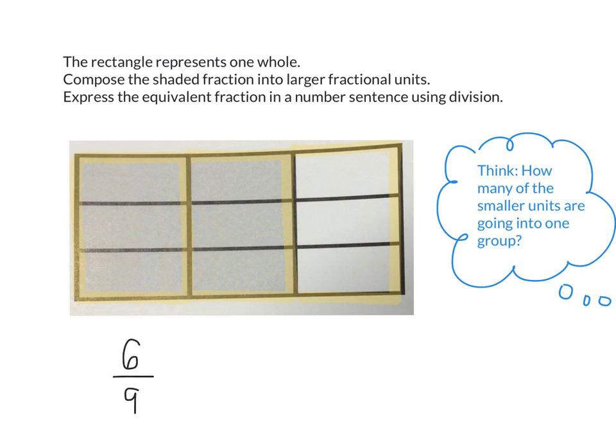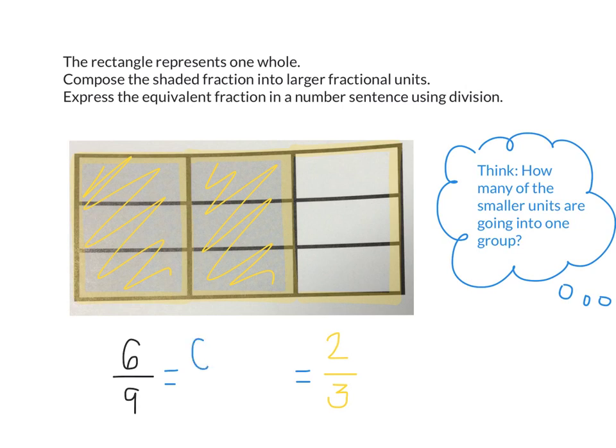When I compose the smaller units to make larger-sized units, how many equal-sized units do I have now? Arna? 3. So my denominator then is thirds. How many of those thirds are shaded in? Here's one that's shaded in, right? And here's a second one that's shaded in. So I can now see by composing or renaming the units that 6/9 is equivalent to 2/3. However, we need to show using division how we get from 6/9 to 2/3.